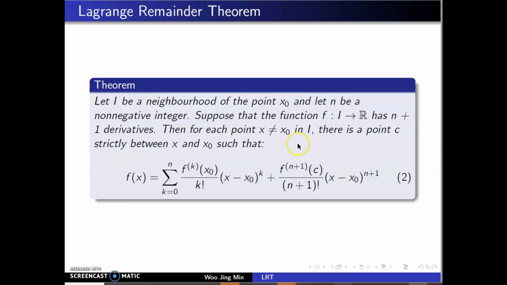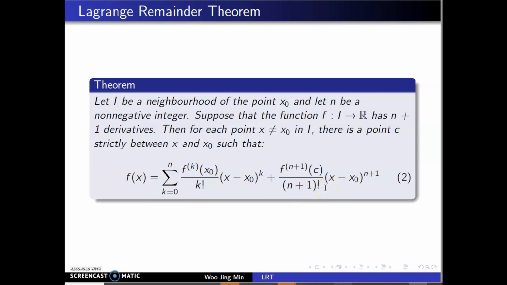Introducing the Lagrange remainder theorem, which states: let I be a neighborhood of the point x0 and let n be a non-negative integer. Suppose that the function f maps I to R and has n plus 1 derivatives. Then for each point x not equal to x0 in I, there is a point c strictly between x and x0, such that f of x is the following expression.